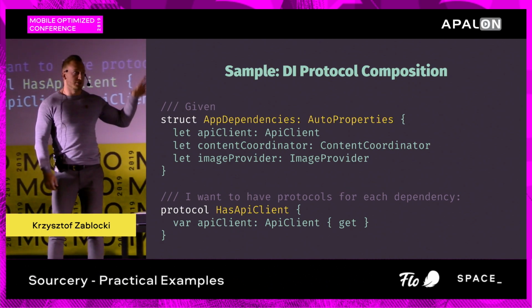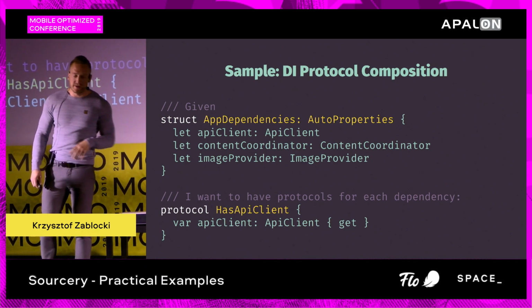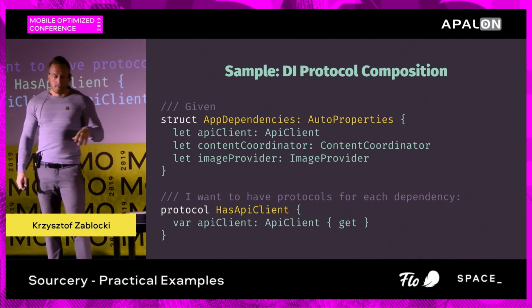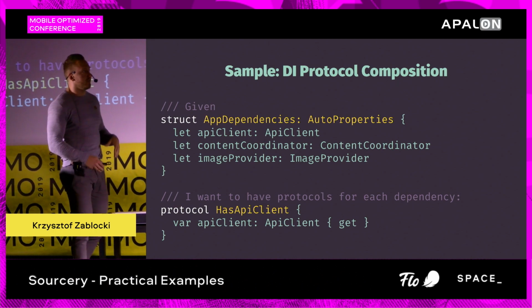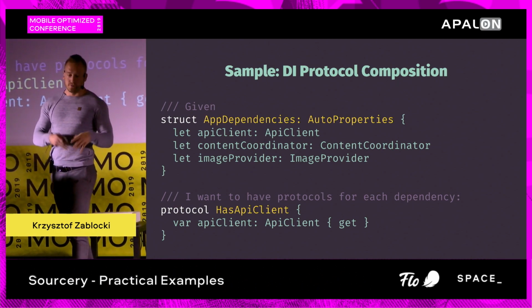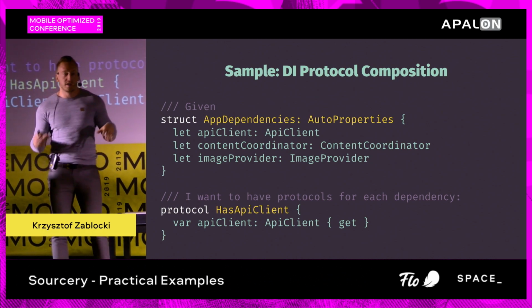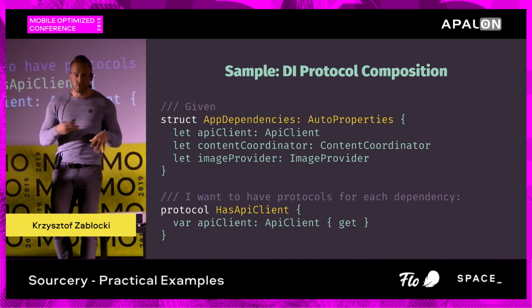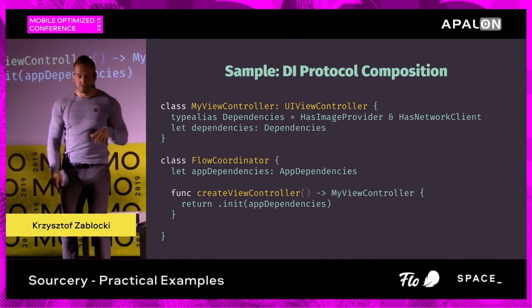So I defined this container for those dependencies called app dependencies. But what I really want is a very easy to maintain dependency injection logic in my application, in my actors. So when I have to inject dependencies into a view controller, I want it to look like something like this.